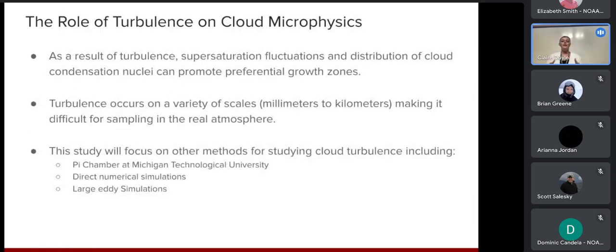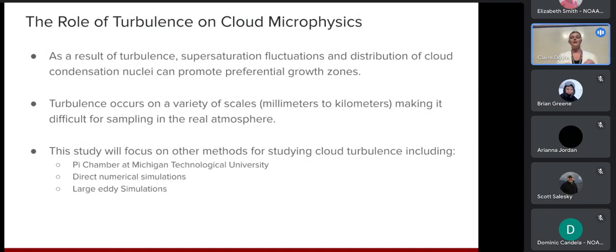One area of research that has begun to look at what could cause collision coalescence is the role that turbulence plays on supersaturation fluctuations. This also can impact the distribution of cloud condensation nuclei and generate these preferential growth zones where particles can grow to be larger, and you can get those anomalously large particles as compared to just a standard updraft or whatever. So this is great, and this could be a good hypothesis.